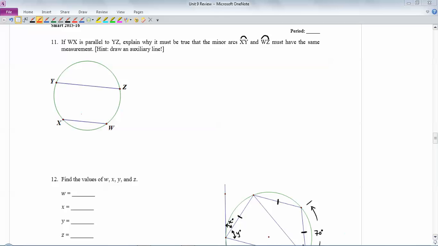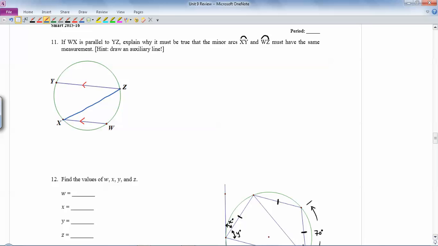If WX is parallel to YZ in this circle, so those two chords are parallel, explain why this arc, XY, and WZ have to have the same measurement, so they're the same number of degrees. So, they give you a hint, draw an auxiliary line. I don't quite know what line to draw, but a good guess would be to connect a couple of points that are already in the picture. So let's try XZ and see what happens.